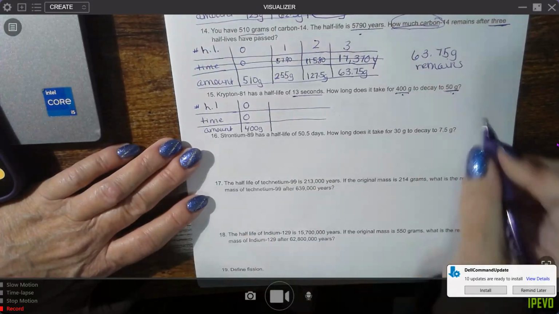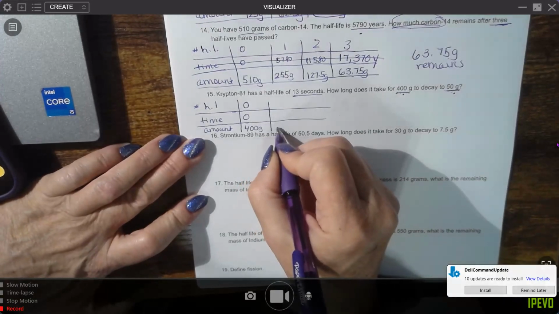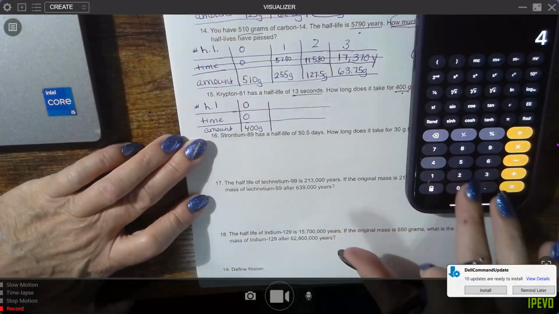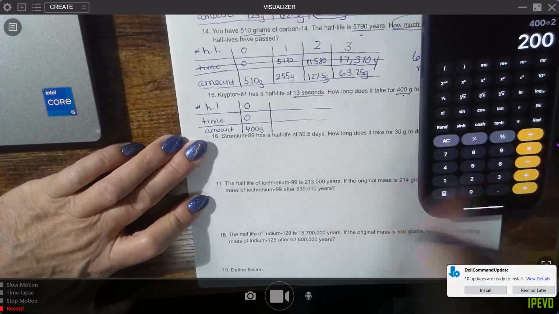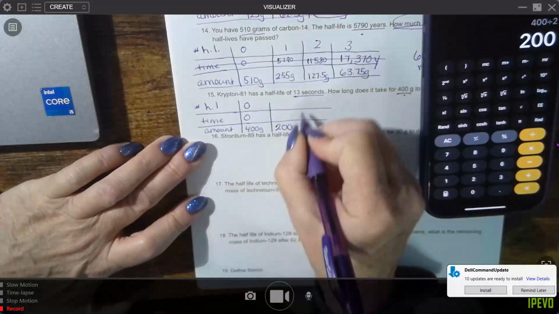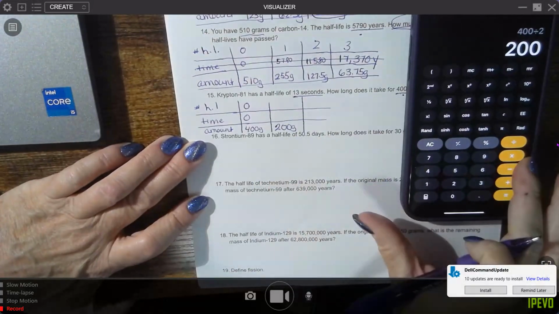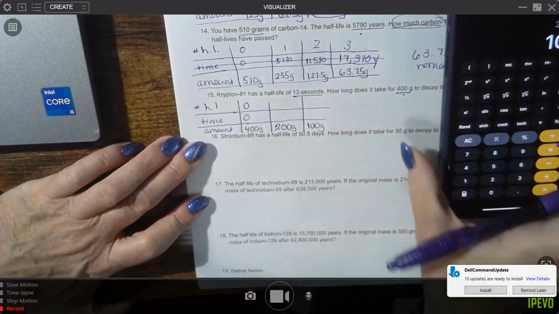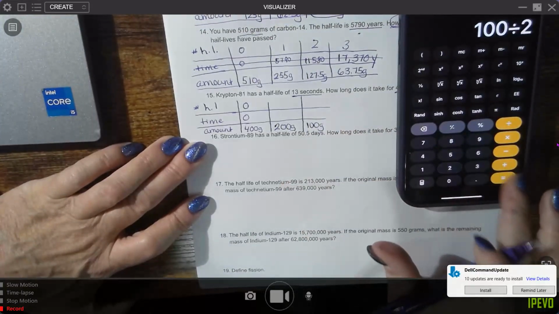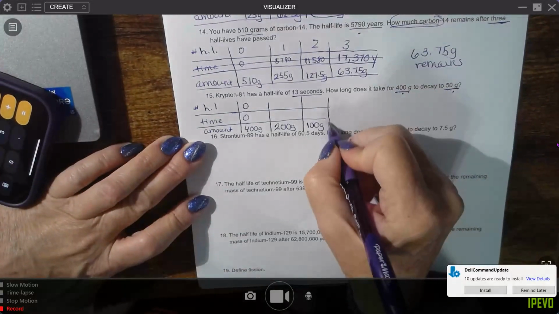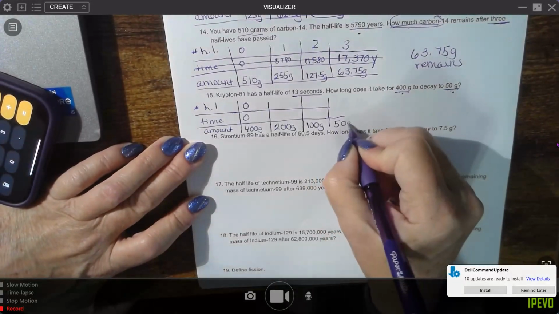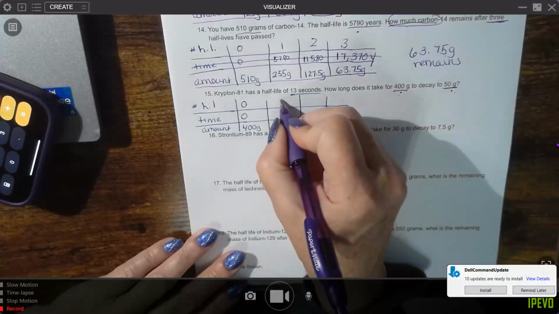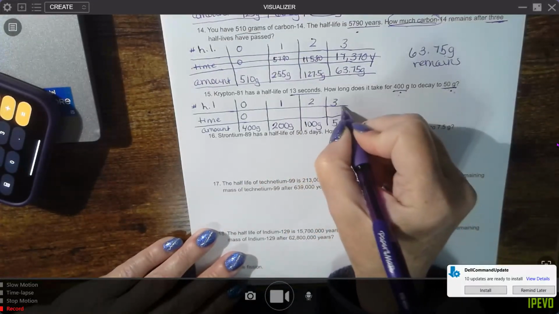Okay, so if I want to do the amount first, if I start with 400 grams and I divide by 2, that's 200 grams. If I divide by 2 again, that's 100 grams. And if I divide by 2 again, that gives me 50 grams. Okay, so I've gotten from 400 to 50 grams. How many half-lives did that take? Well, 1, 2, 3 half-lives.